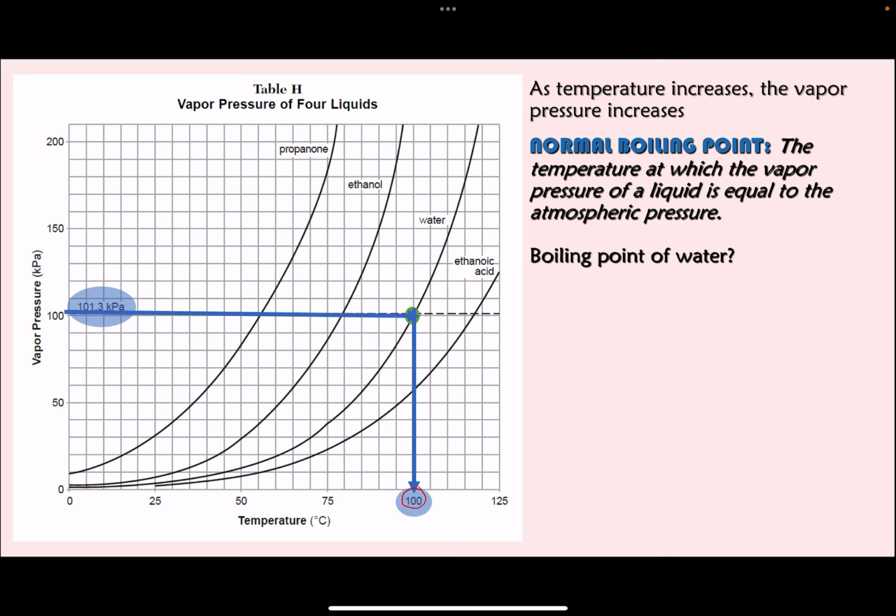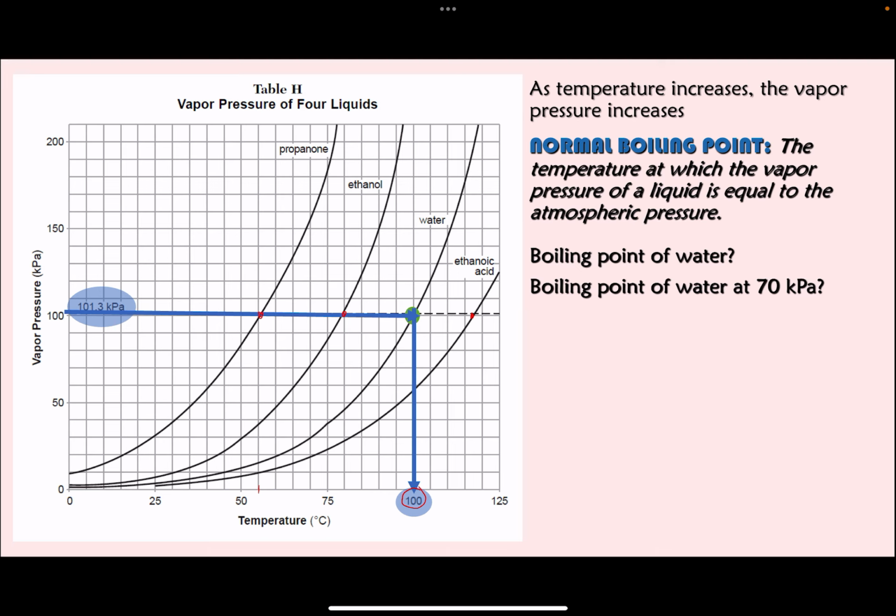So this gives us the information that 101.3 kilopascal is the pressure at which all of the liquids have their normal boiling point. So the normal boiling point for propanol is going to be around 60 degrees Celsius, but no, sorry, for propanol it's going to be like 55. For ethanol it's going to be about 80 degrees Celsius, and then for ethanoic acid it's going to be somewhere around 117, 118, somewhere around those lines.